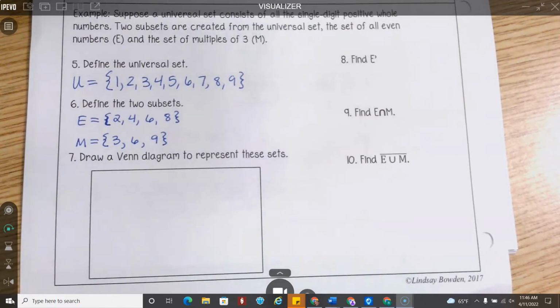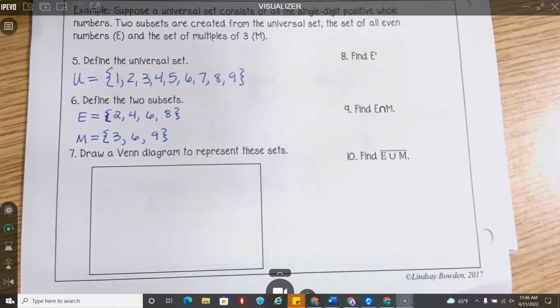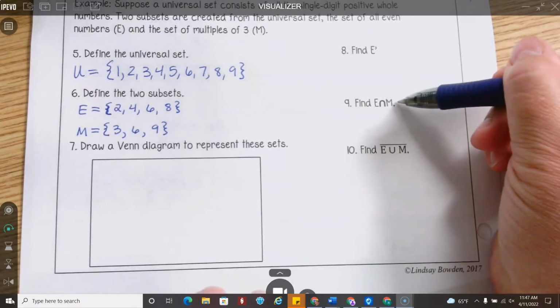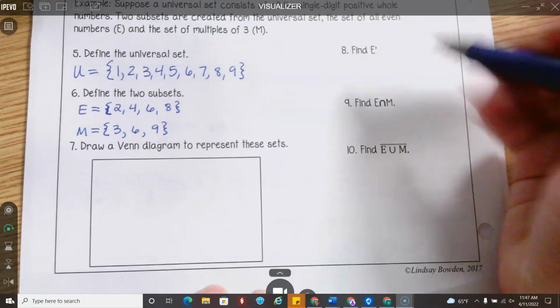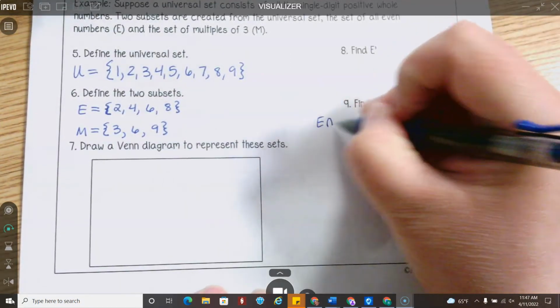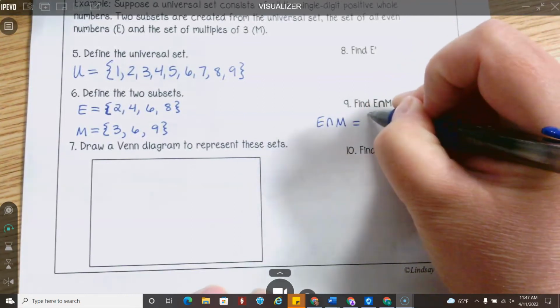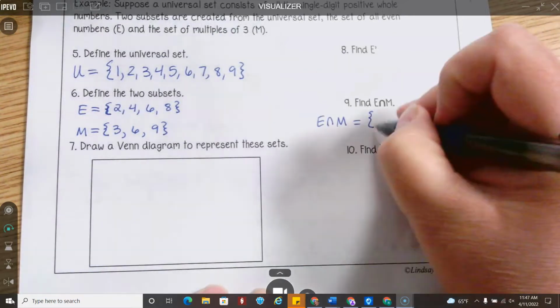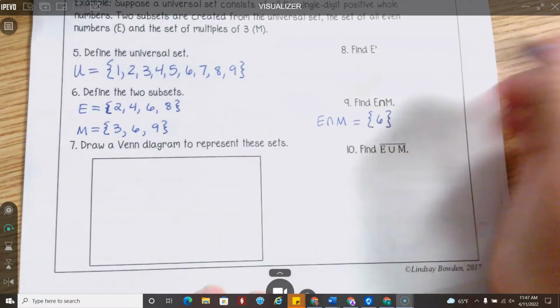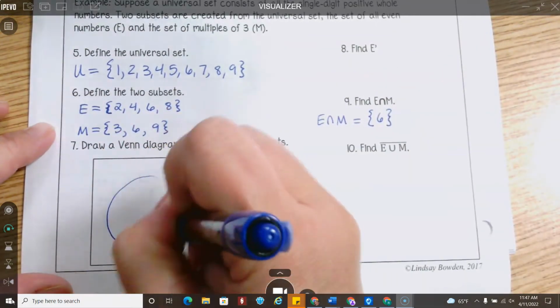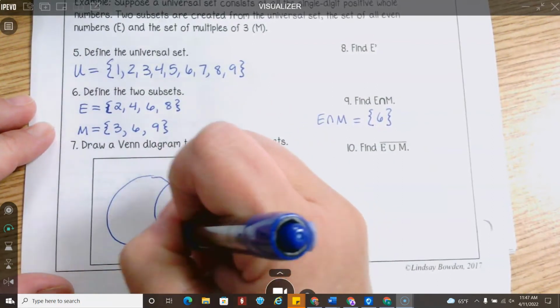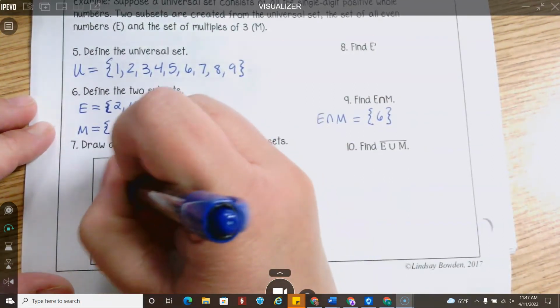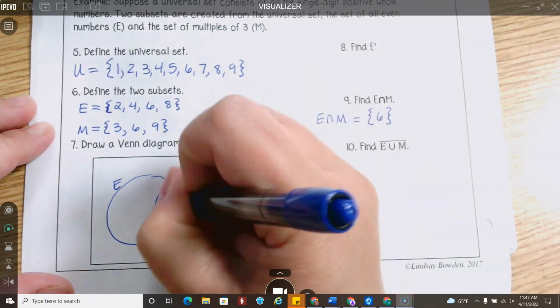Now we're going to draw a Venn diagram to represent these sets, but as I pointed out earlier, your best place to start with a Venn diagram is very often the intersection. So let's go ahead and look at what that is, since we're asked about that over here. The intersection of E and M is the set of all elements that are in both, which is what? 6. So I'm going to draw my circles to represent E and M, and I'm going to put 6 where they overlap.